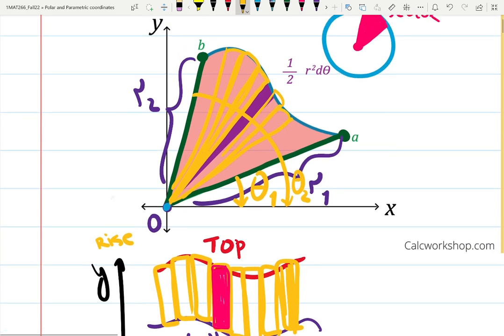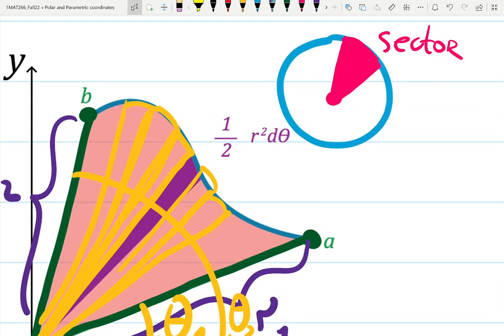Let's write it down. Here's a circle. The circle has a sector. And the sector has a radius r. That's how far it is from the center. And it has a theta. The rotation around the whole thing is 2 pi. So this one is a little bit less than 2 pi.